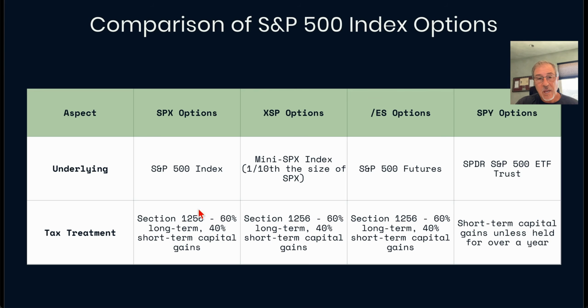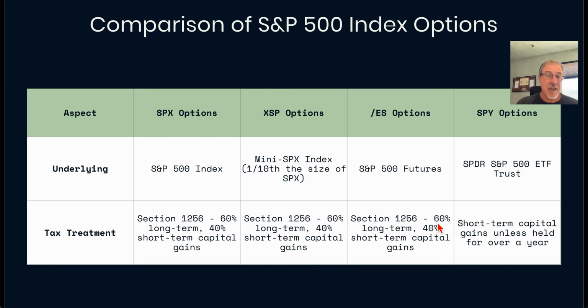So basically, if you have gains in SPX options or XSP options, and you qualify for this 1256, I should say ES options as well, a portion of your gains can be considered long-term capital gains, which are taxed at a lower rate here in the U.S. as opposed to short-term gains. And 60% is going to be long-term gains, 40% is going to be short-term gains.